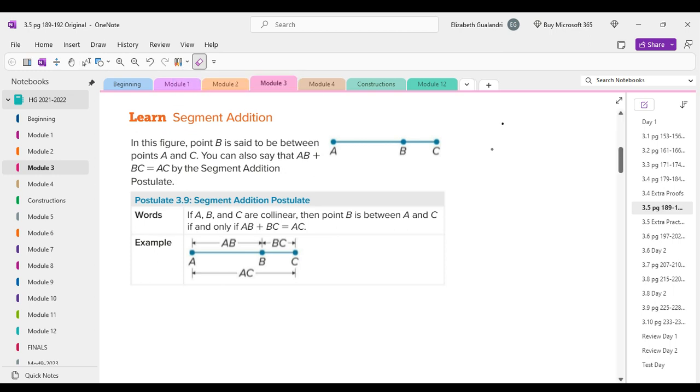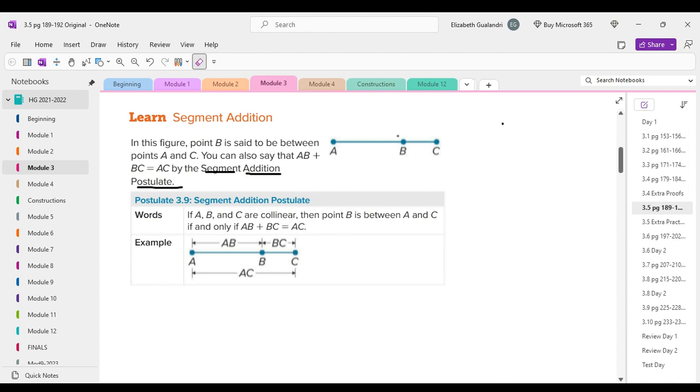go with segments. So in this figure, point B is said to be between points A and C. So we've talked about that idea of betweenness of points. You can also say that the distance between A and B plus the distance between B and C is equal to the distance between A and C by the segment addition postulate. So we are going to start to use this idea of segment addition postulate quite a bit.